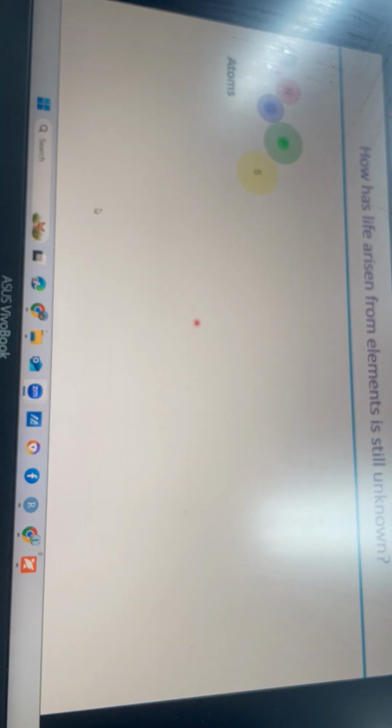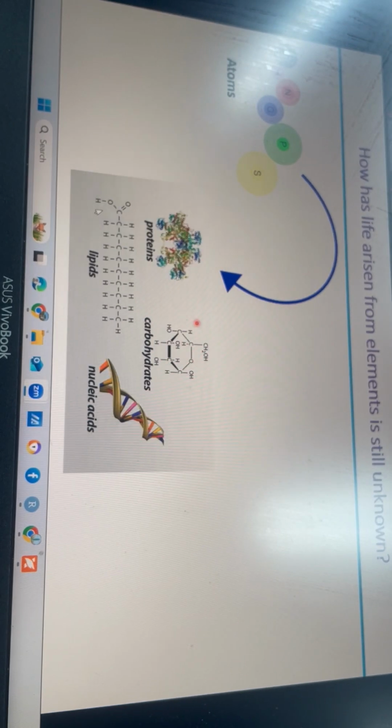Okay. So these atoms. When atoms are, we have atoms. These atoms need to join together, and then they need to create different type of molecules, water molecules, small molecules, and then they need to join together. They need to form amino acids, and then when amino acid they can join together, they can form protein.